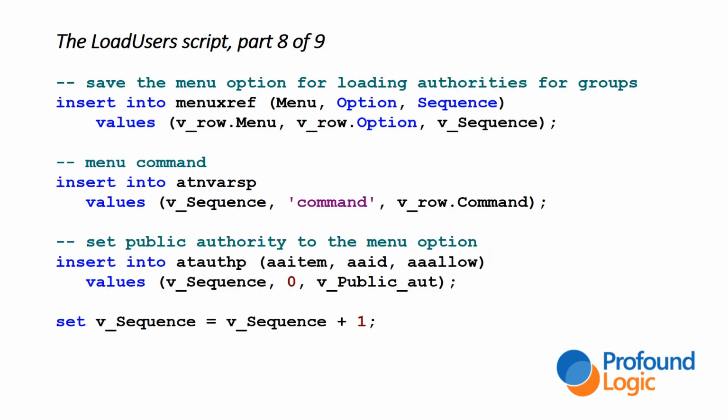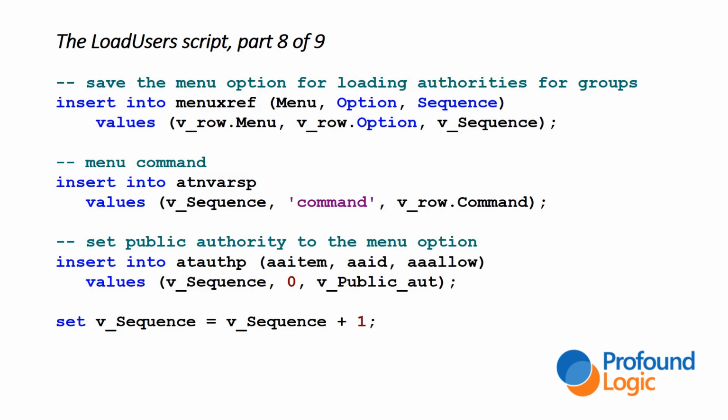The first insert adds the ID to menu xref. The Genie macro I use to execute the navigation items has a substitution variable named command. The second insert stores the CL command behind this option as variable command in file ATInvarsP in the Atrium database.